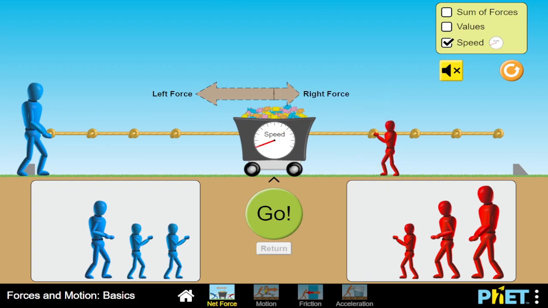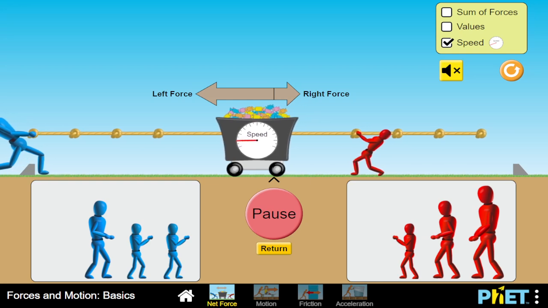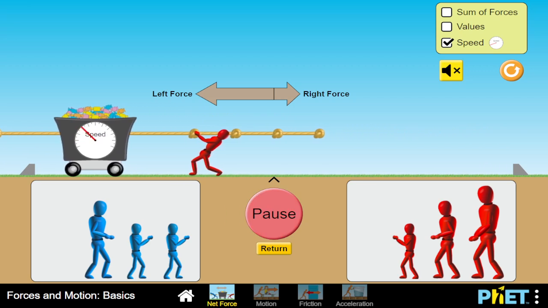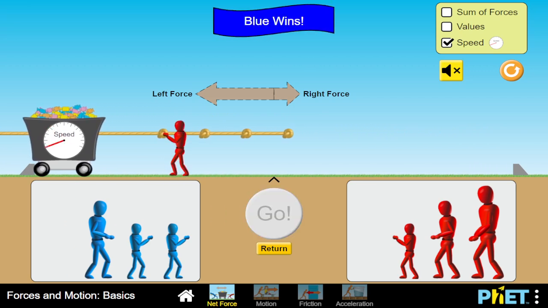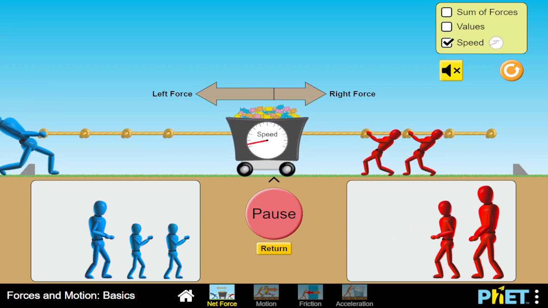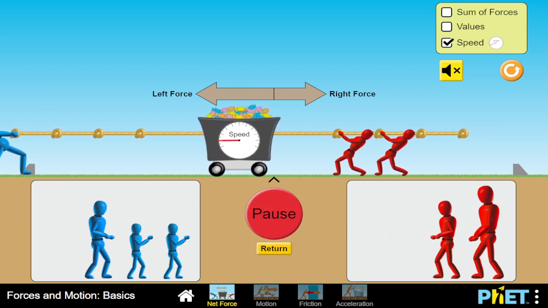If I try to counteract that by applying some force in the opposite direction, well, we have a greater force on the blue side and a lesser force on the red side, so it still moves, but not quite as fast. If I keep stacking up forces, we can get that to continue to be the case.